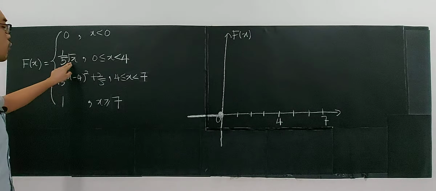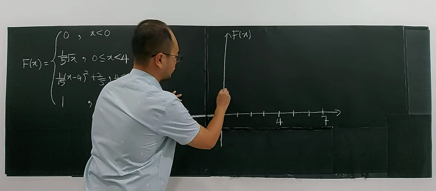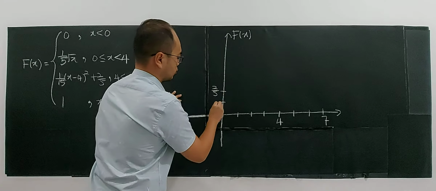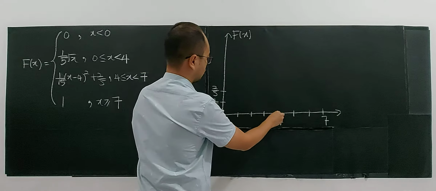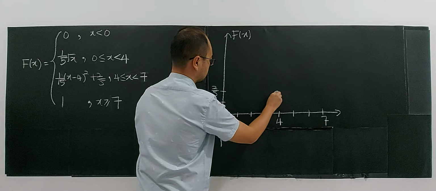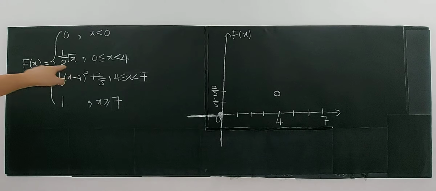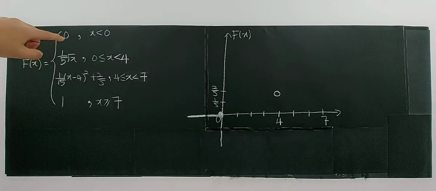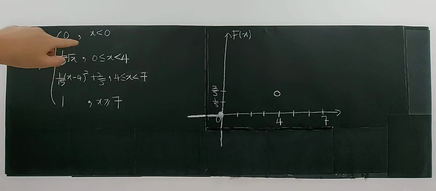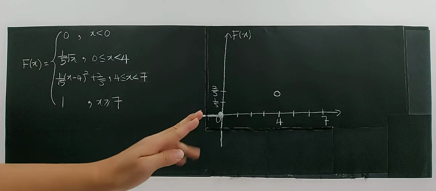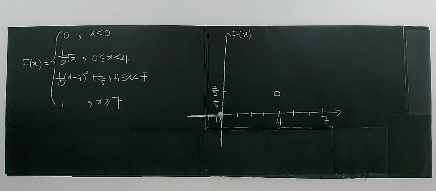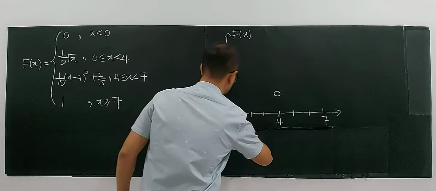Later on at 4, substitute 4 and you get 2/5, but it's an empty circle. This is a square root, not a straight line, so be careful. It is not always a straight line. This is a square root curve that starts from 0 and goes up, and the shape of the curve will be this way.